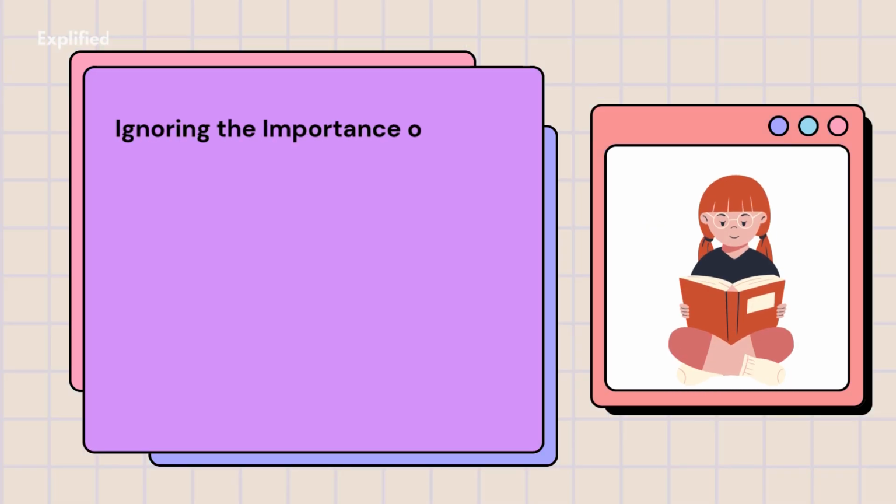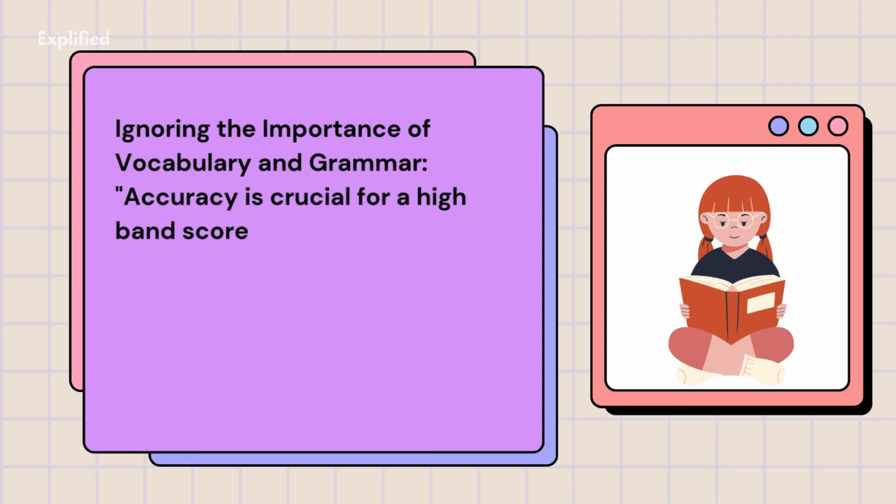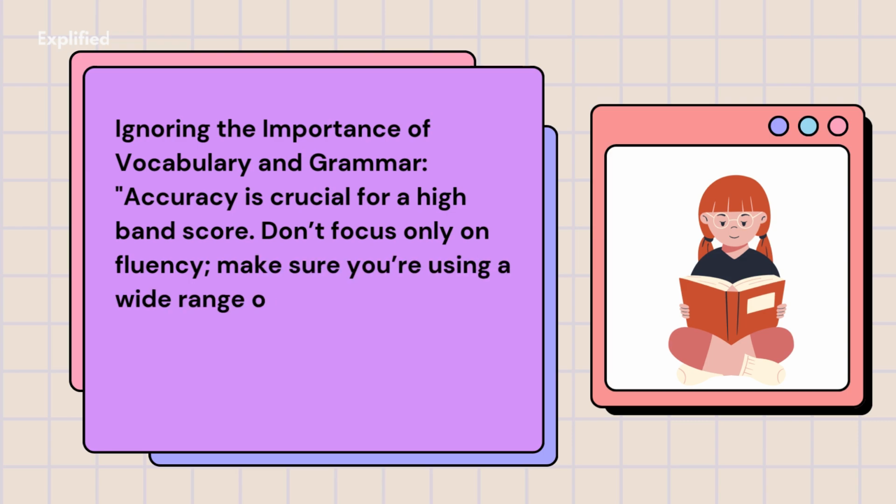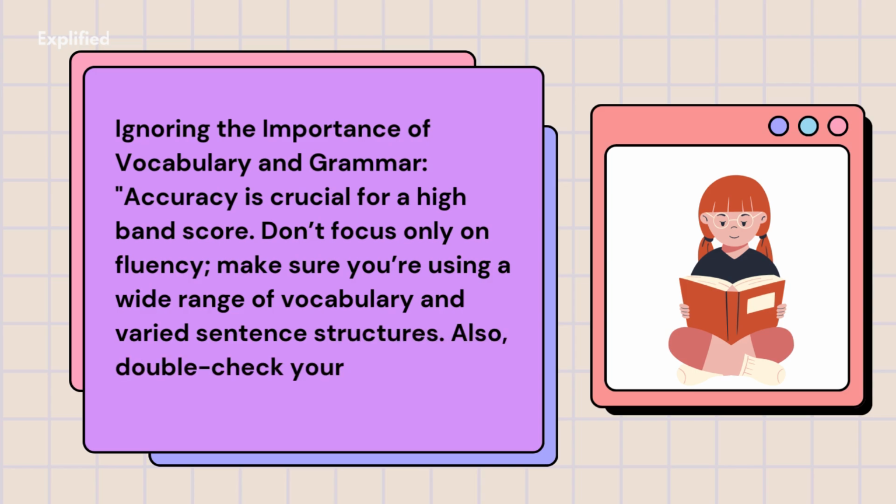Ignoring the importance of vocabulary and grammar. Accuracy is crucial for a high band score. Don't focus only on fluency. Make sure you're using a wide range of vocabulary and varied sentence structures. Also, double-check your work for grammatical errors.